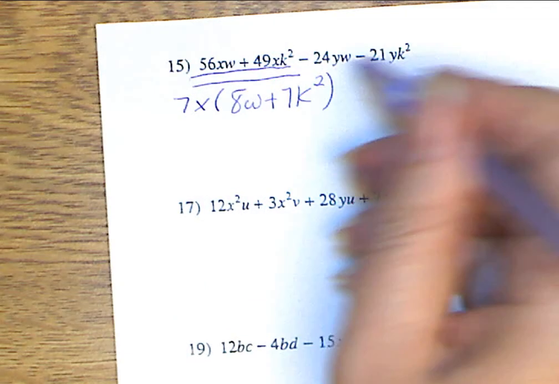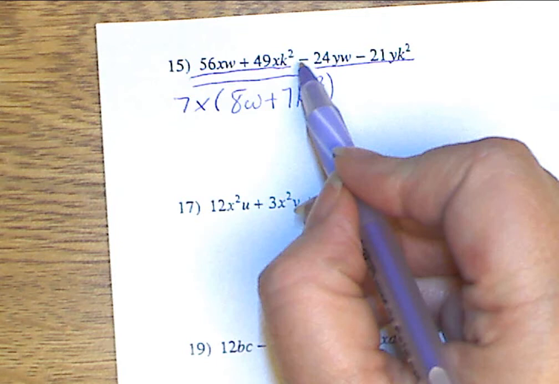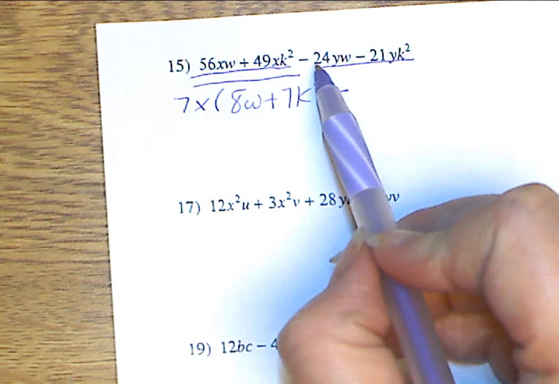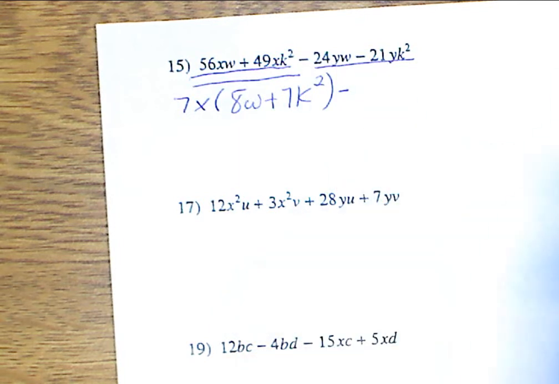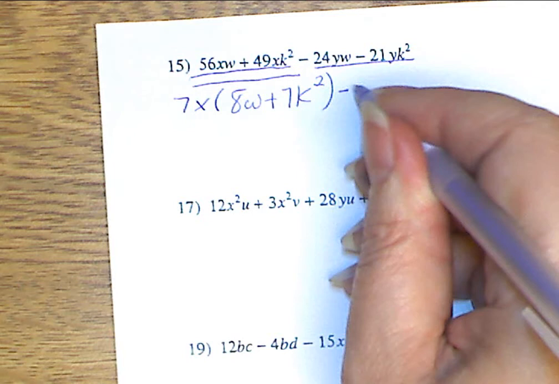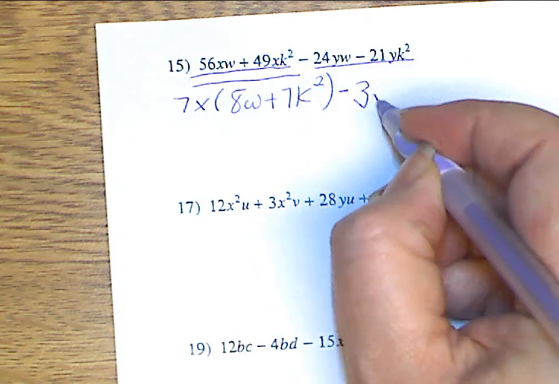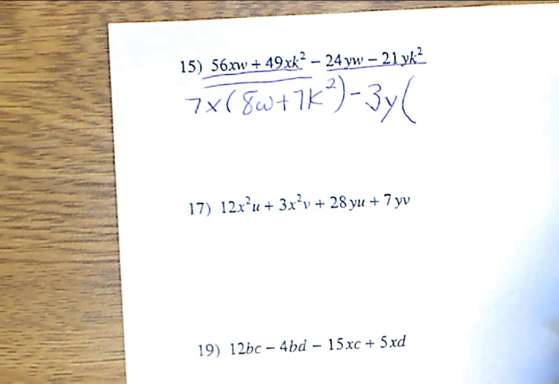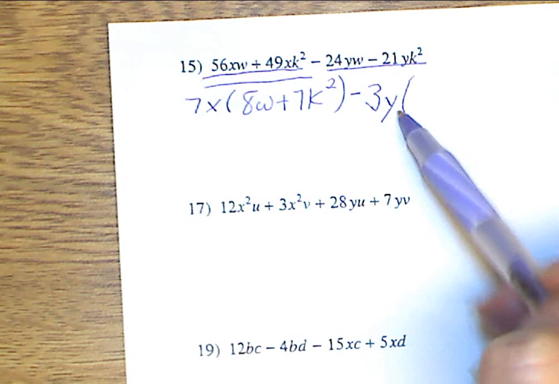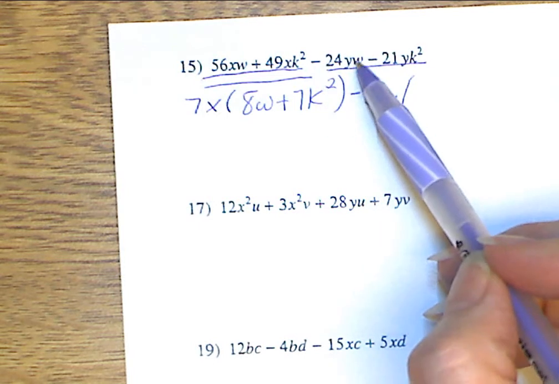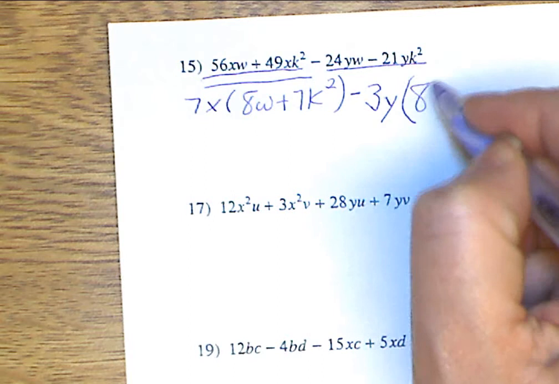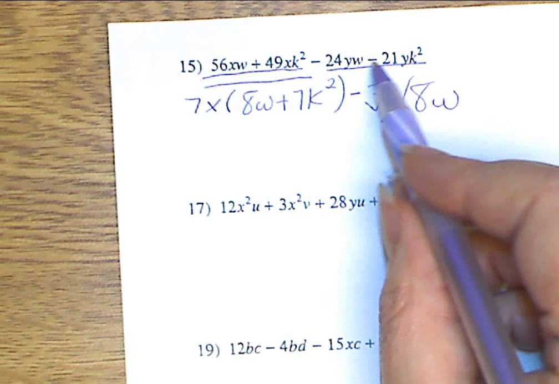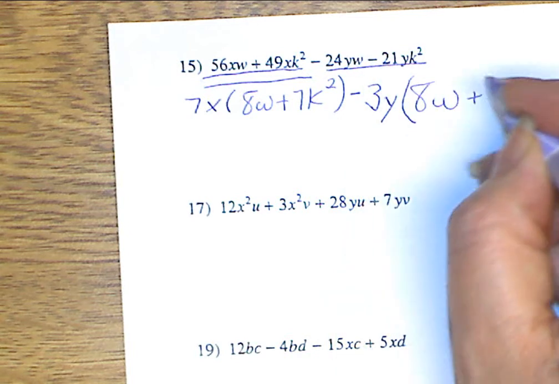Looking at the next two, we always have to remember you have to keep that same sign, so we're going to have that negative. 24 and 21 have what number in common? 3. And then they both have a y, so 3y. Negative 3y times what gives me negative 24y? And negative 3y times what gives me negative 21y? Plus 7k squared.